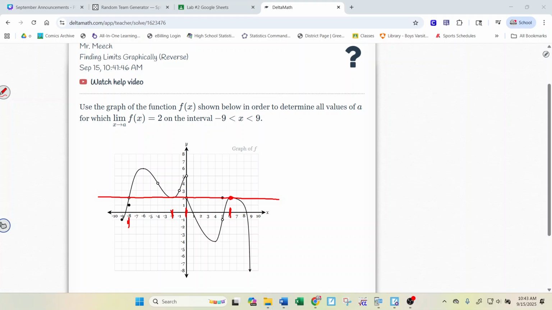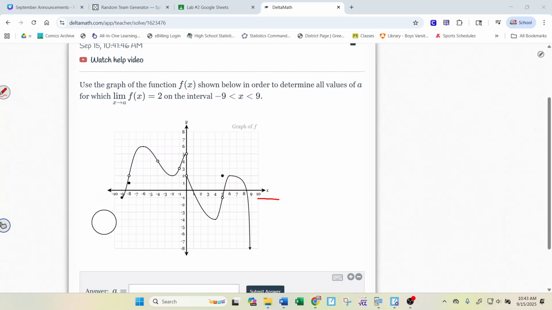What about 0? Does the limit at 0 equal 2? No. Why? Not the same. The left and the right are not the same. What's the limit from the right? 2. So from the right it is 2. From the left it is 5. So the limit at 0 doesn't exist because the left and right are not the same. And so by theorem Bob, it doesn't exist.